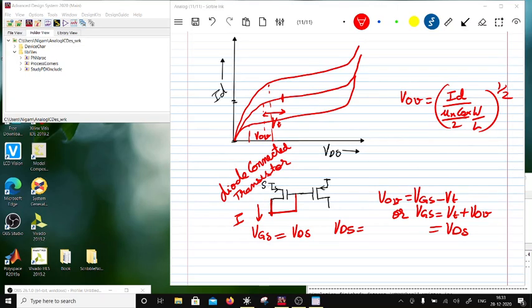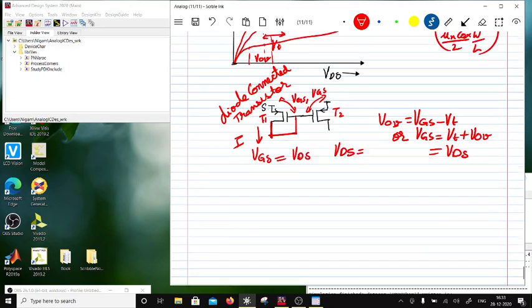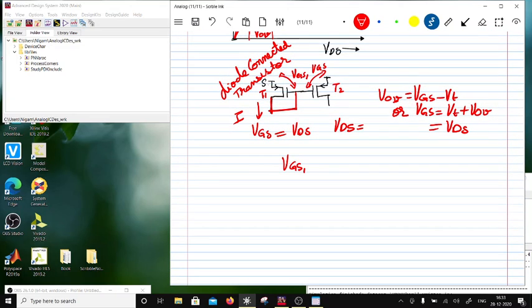So now what has happened here is this VGS1 is same as VGS2. If this is T1 and this is T2, then I have VGS1 is equal to VGS2, correct? That means V overdrive 1 is equal to V overdrive 2, because I'm assuming that VT is matched for both the devices because they are the same process.